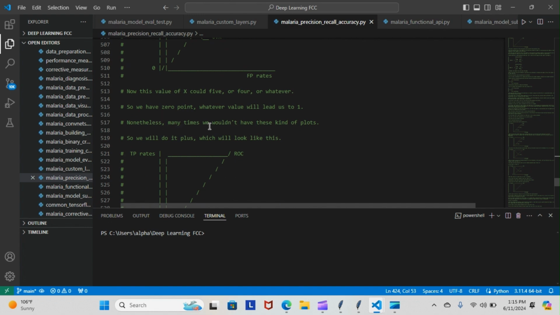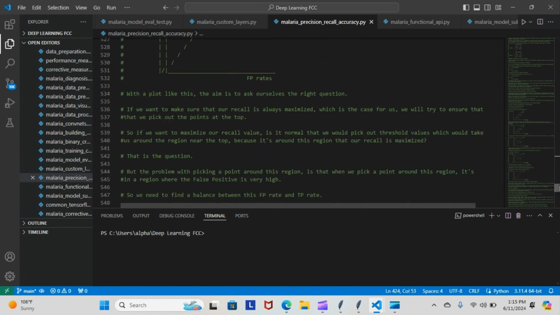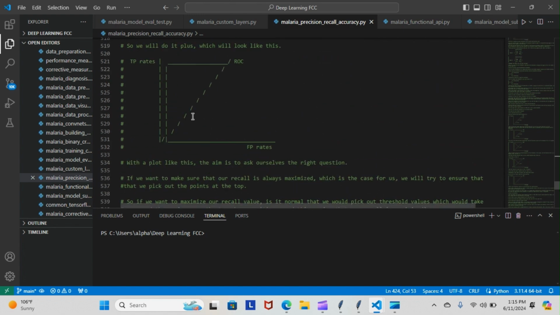Now nonetheless, many times we wouldn't have these kinds of plots. So what we would do is we'll look at it like this. We won't always have this plot here. We won't always have it like this, with this line in the middle. We'll have something simple and basic like this, with just our plot line and then our threshold lines.